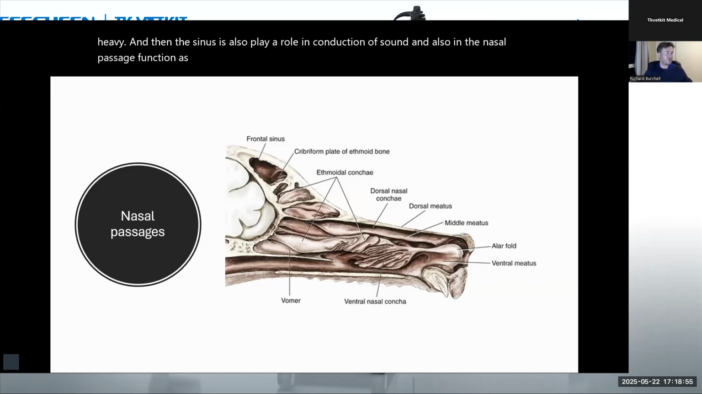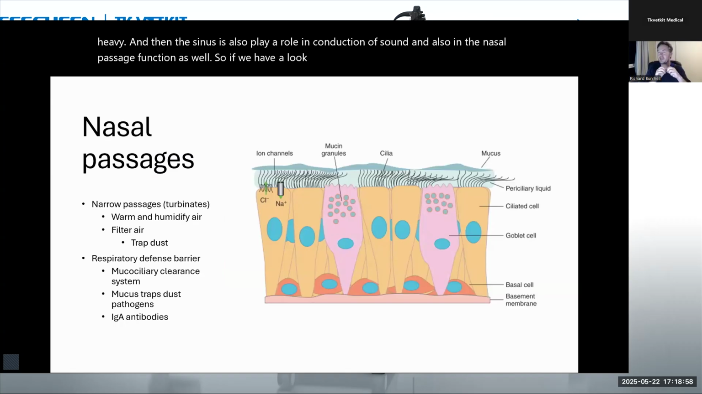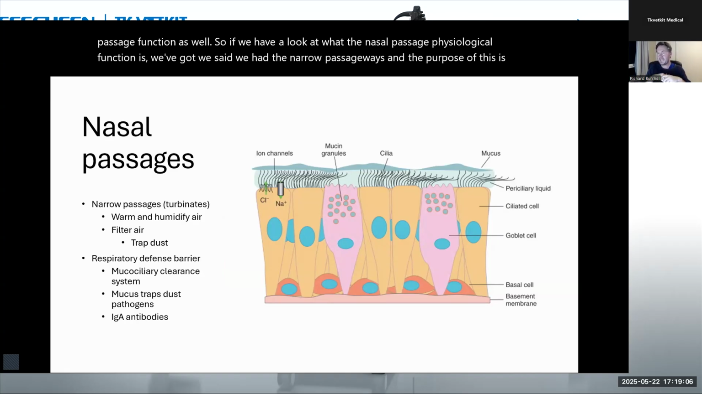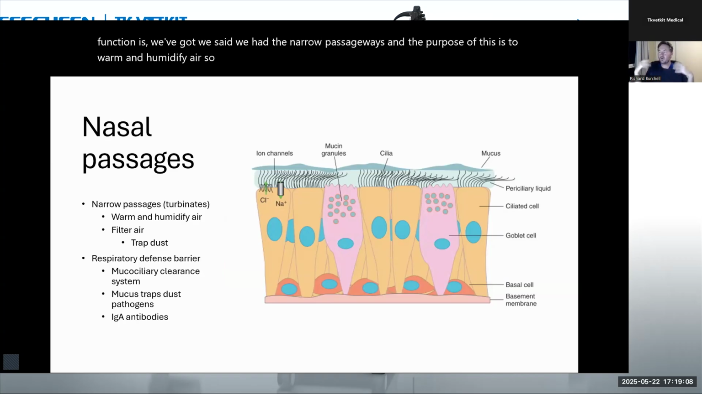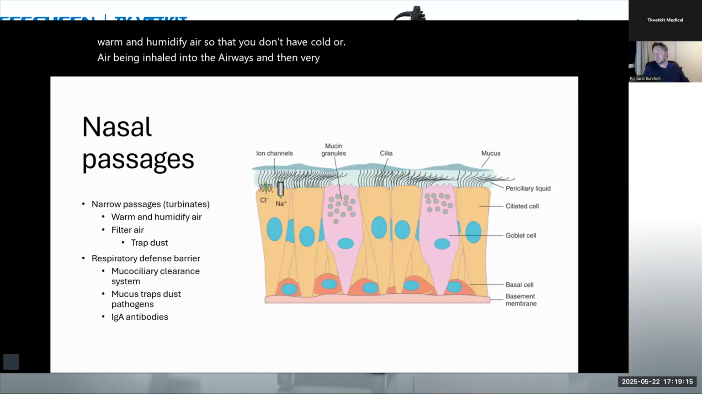So if we have a look at the nasal passage physiological function, we said we had the narrow passageways, and the purpose of this is to warm and humidify air so that you don't have cold or dry air being inhaled into the airways, and then very importantly to act as a filter or a dust trap which filters air.